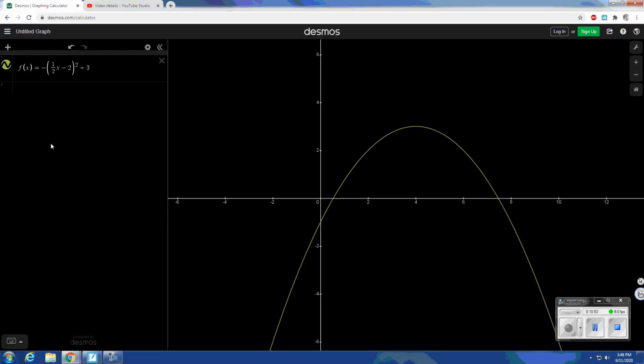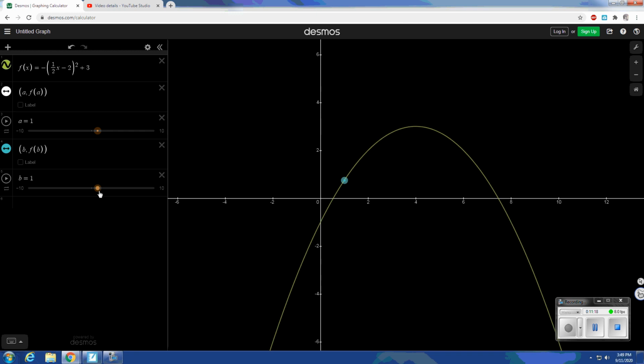So we have our function here. Let's say we want to write the secant line that passes through a point. So let's add some points here. A, f of a. And we'll add another point, b, f of b. We'll make them both sliders. Let's fix. So we'll move this point over here.